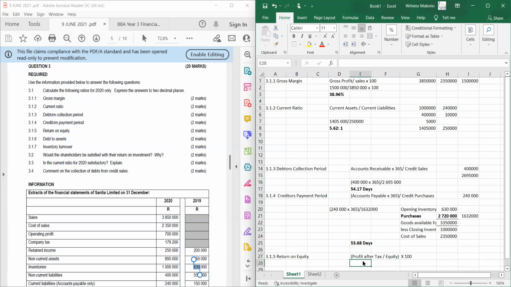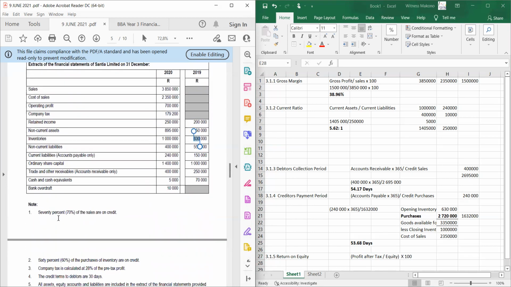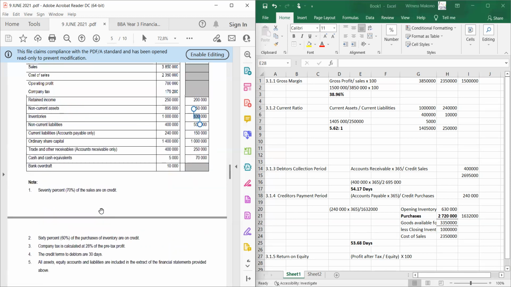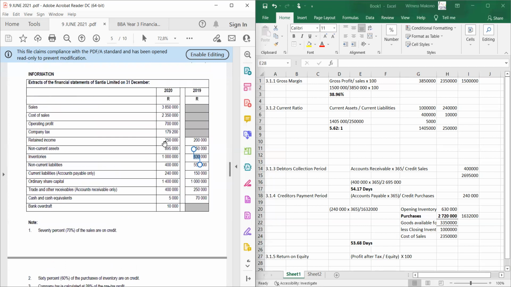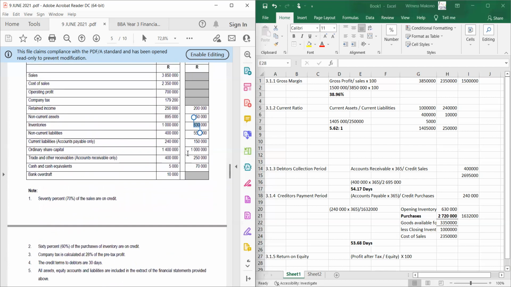So the profit after tax, do we have the profit after tax here? We have got operating profit. Do we have profit after tax? Let me see. You see, we don't have profit after tax. That means we need to calculate it. They have given us the 28% tax. So you come here to operating profit. The company tax is there. It says company tax, so we need the pre-tax profit.